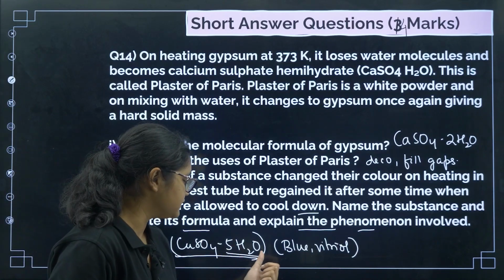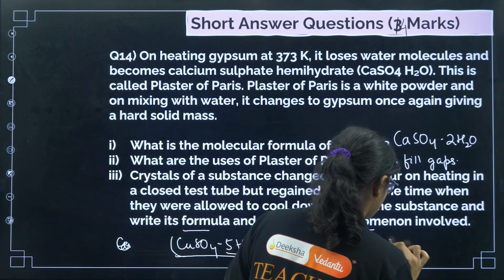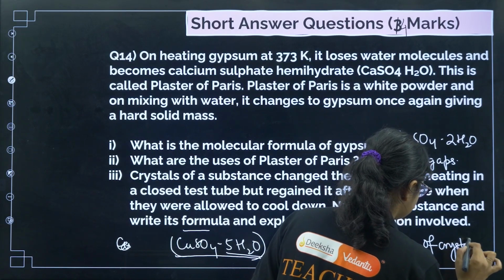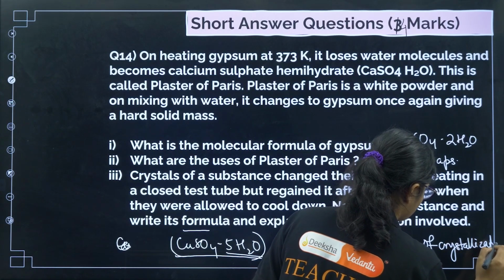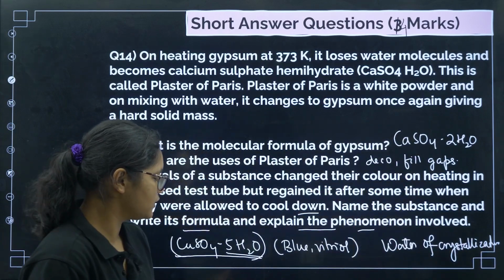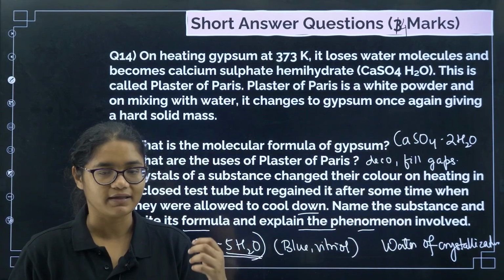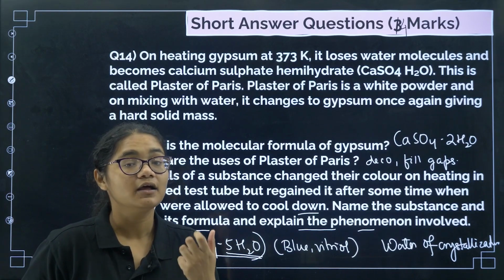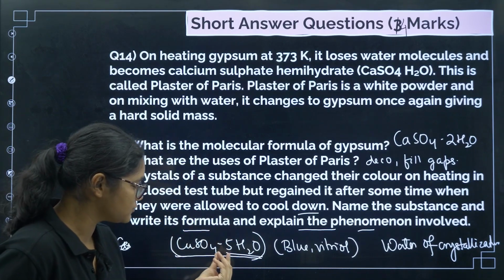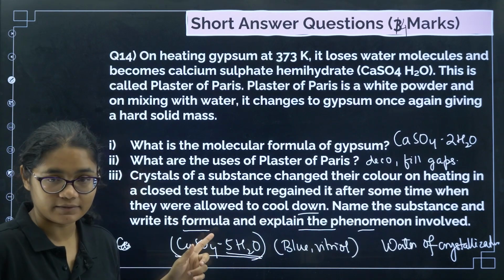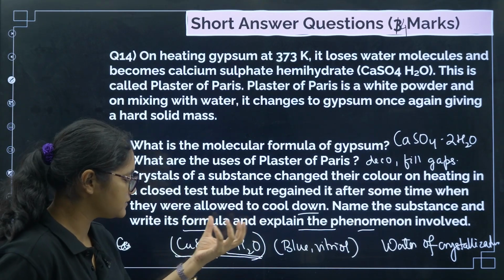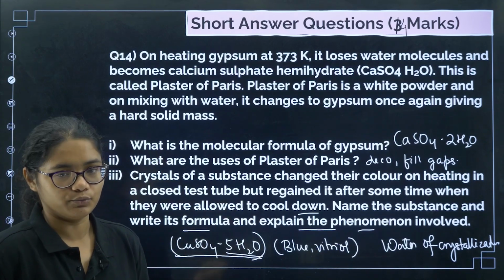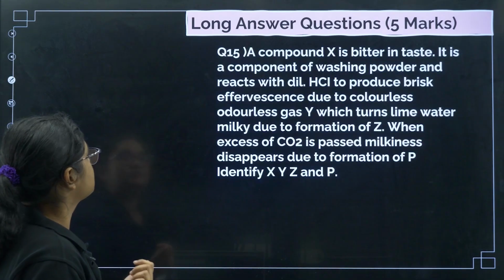Now what is the phenomenon when you heat it? These 5 water molecules are called water of crystallization. So when we heat it, this water of crystallization evaporates, and then we get the salt, which, because the water of crystallization has evaporated, turns white. When it cools down, it again absorbs the moisture, gains the water molecules, and again becomes blue. Okay, fine. Next, question number 15.